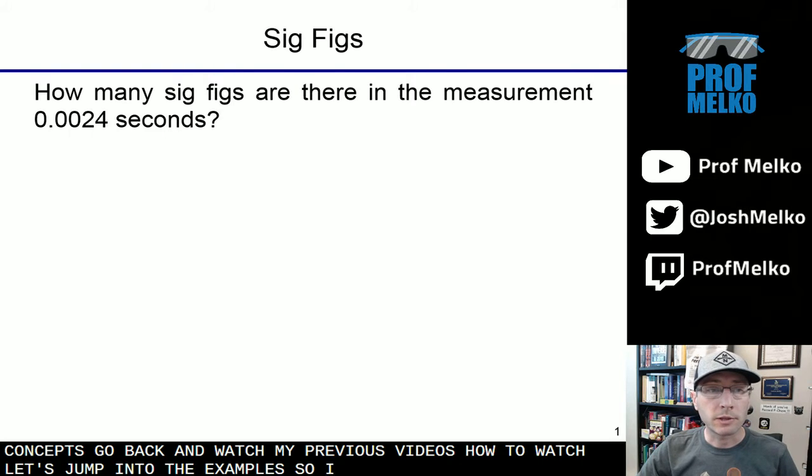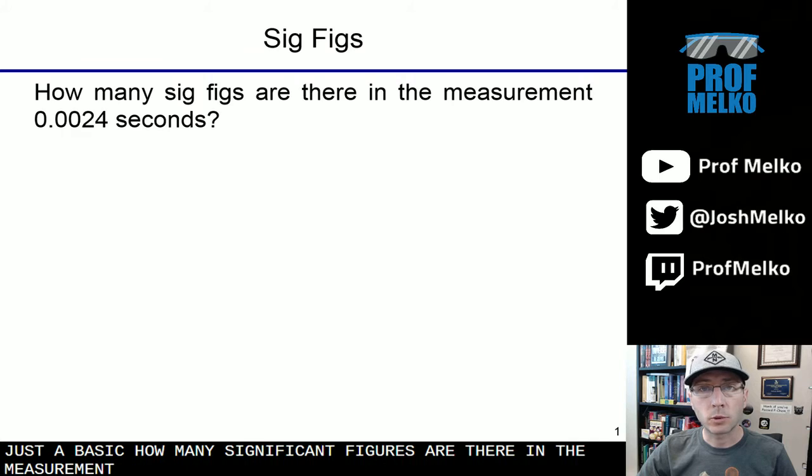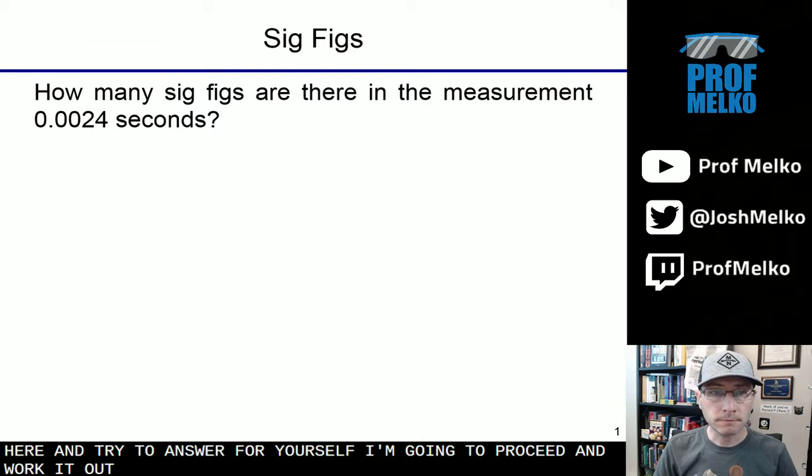Let's start with the first one here, just a basic. How many significant figures are there in the measurement 0.0024 seconds? You can pause the video here and try to answer for yourself. I'm going to proceed and work it out.